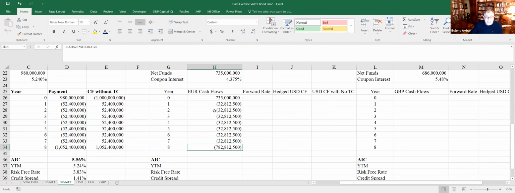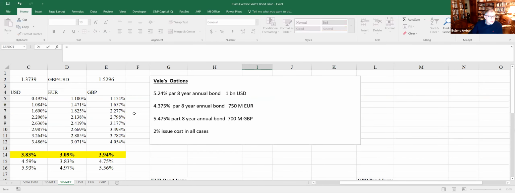So now, since we are looking for the dollar cost of this bond, we need to calculate the hedged US dollar cash flows, and then we will calculate the all-in cost based on these hedged US dollar cash flows. So first, this means that we need to calculate the forward rates for the euro US dollar rate. At time zero, we have the spot rate already. The spot rate was given here as 1.3739.